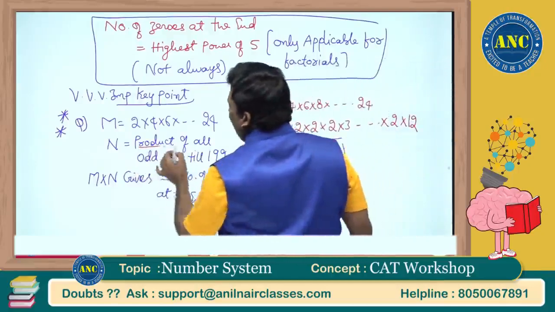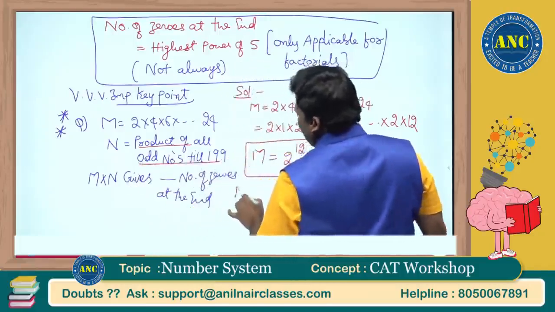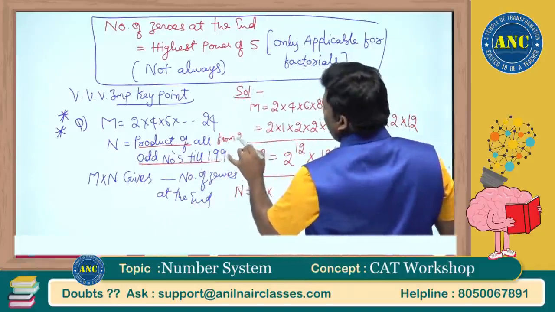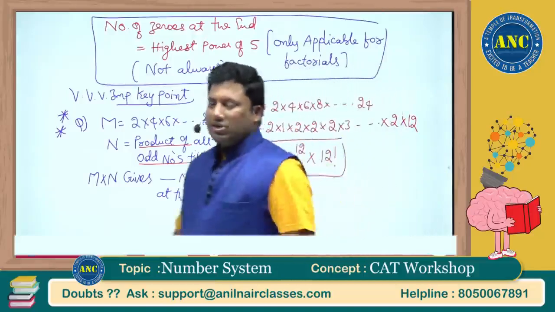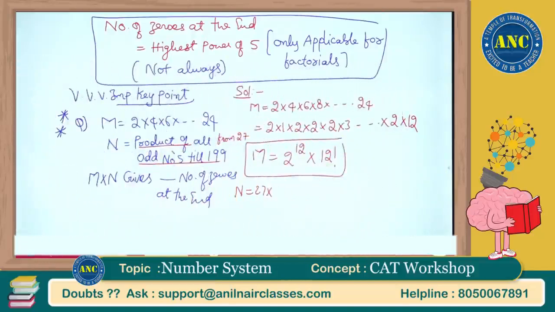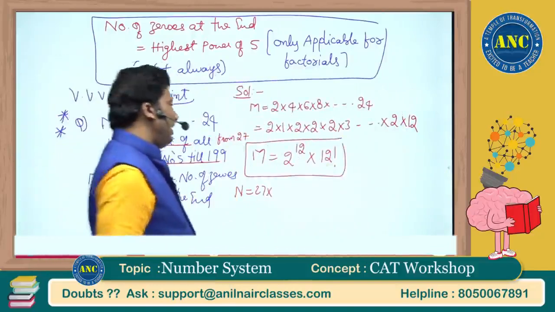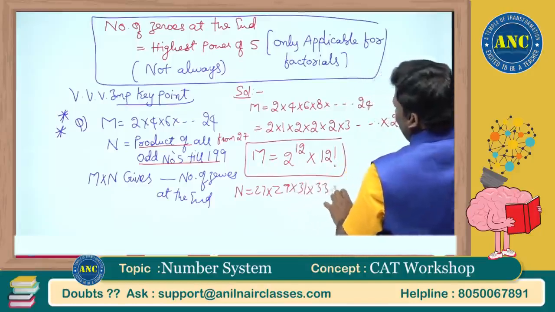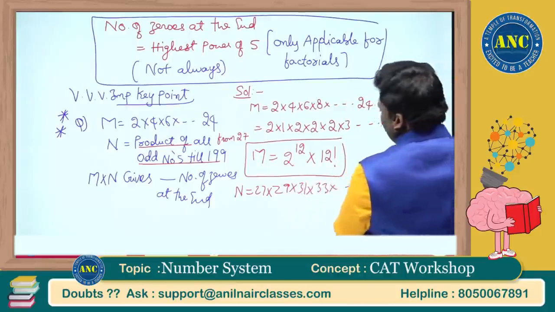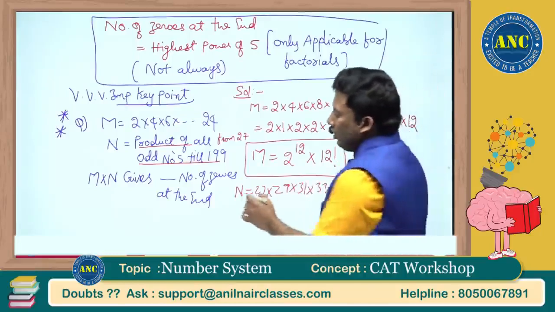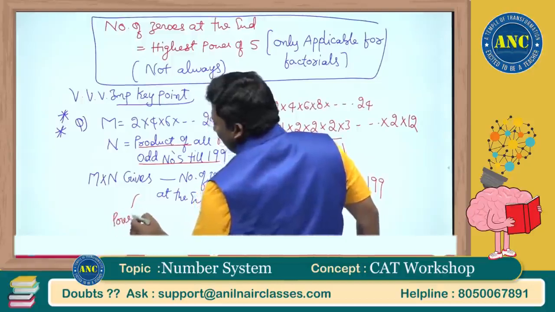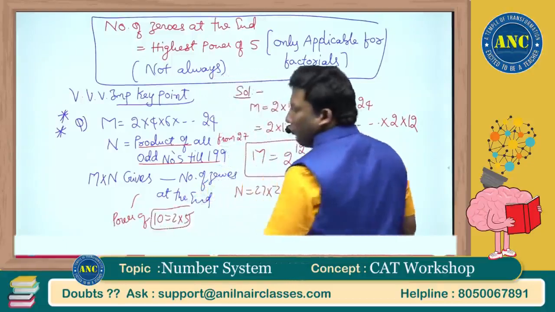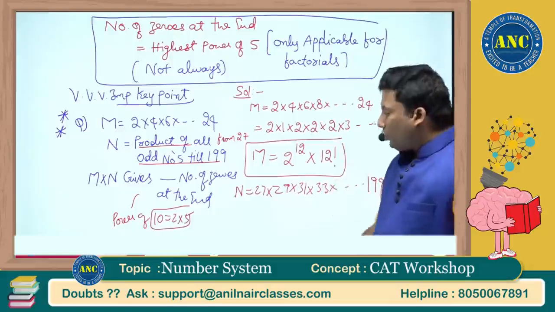Now, the product of all odd numbers till 199. So n will be from 27 till 199. Please write down, sir. Product of all odd numbers from 27 till 199. So this will be 27, 29, 31, 33 till 199. The number of zeros at the end is the power of 10. 10 is a composite number, it is 2 into 5. So I need the multiples of 2 and 5.